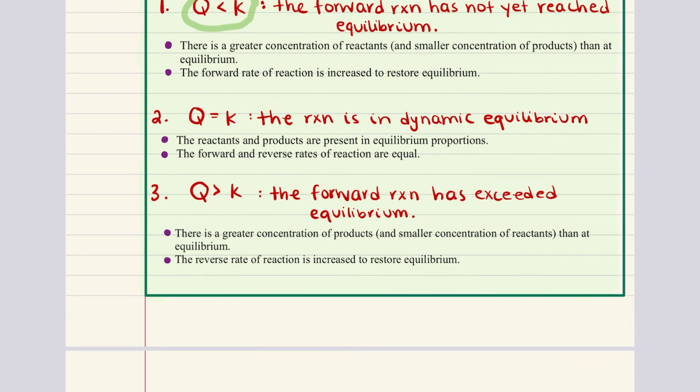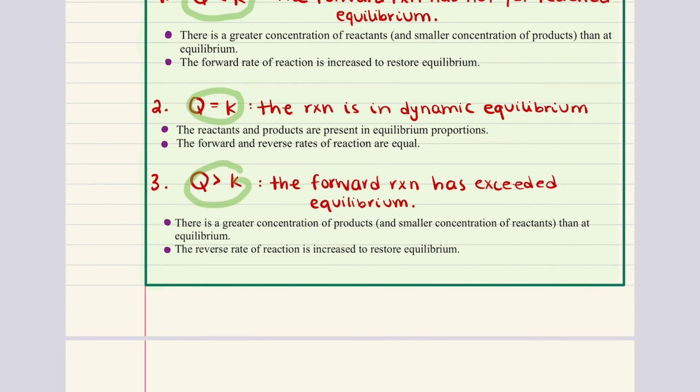What about when Q equals K? Then the reaction is in dynamic equilibrium. The reactants and products are present in equilibrium proportions, and the forward and reverse rates of reaction are equal.